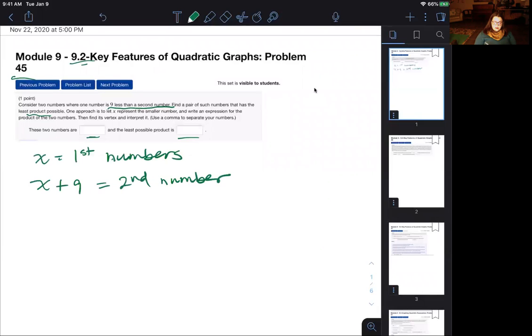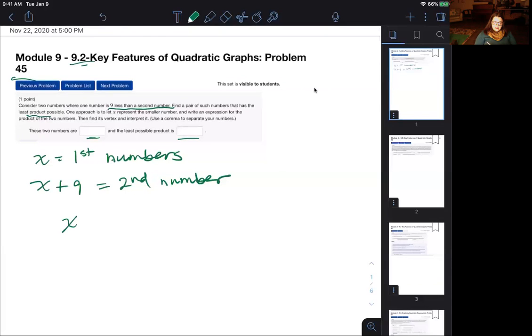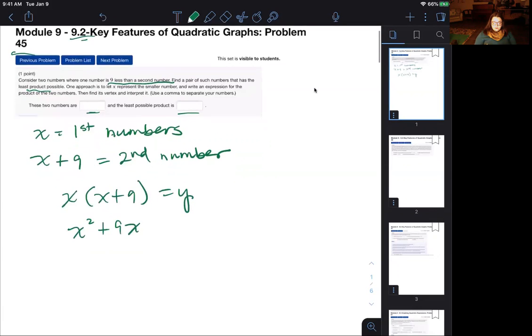So when we're talking about the product, that's multiplication. So we're going to say x times x plus 9 is equal to y. Now if we graph this, another way of writing this is x squared plus 9x. And really what we want is to find the vertex. Since we want to know the least possible, when you graph this in Desmos, you would see a parabola shape like this.